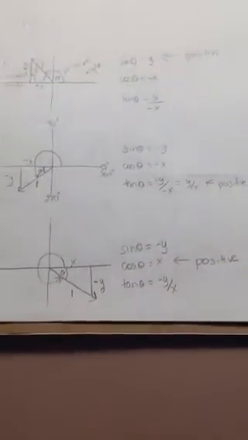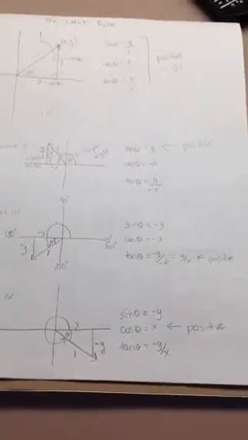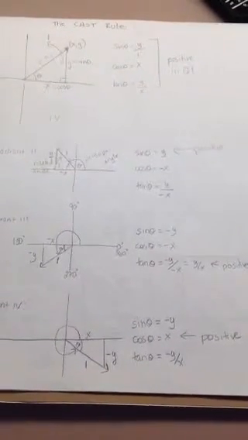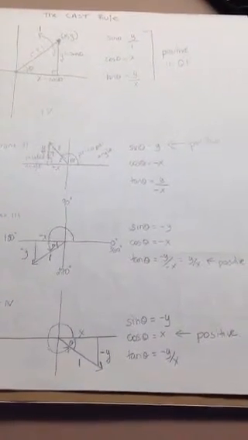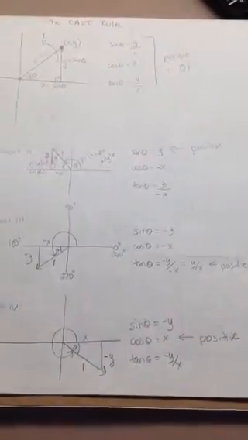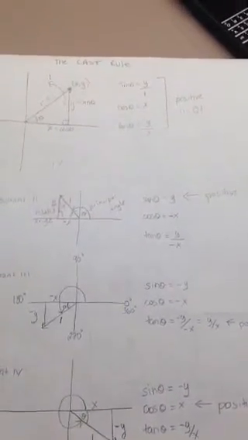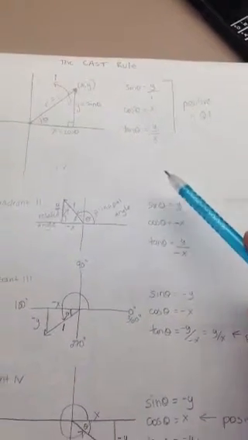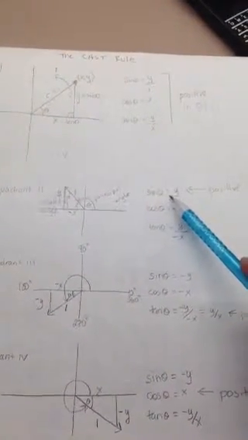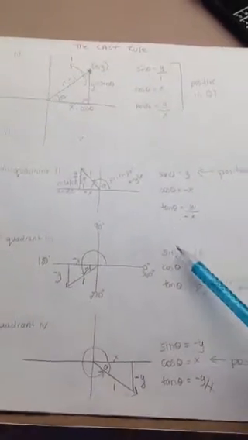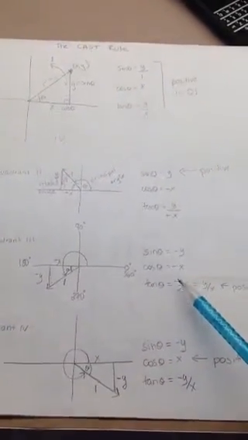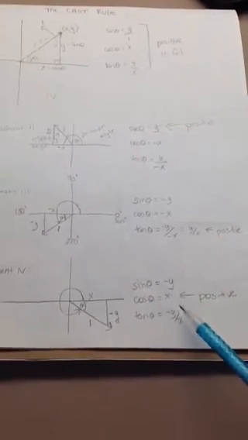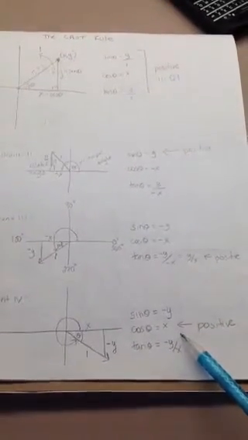Okay. So take a look at what we've written out here. In each quadrant, there are some ratios that are positive and some that are negative. The only quadrant that has all three of them positive is quadrant number 1. All three are positive. In quadrant 2, only sine is positive. In quadrant 3, only tan is positive. And in quadrant 4, only cos is positive.